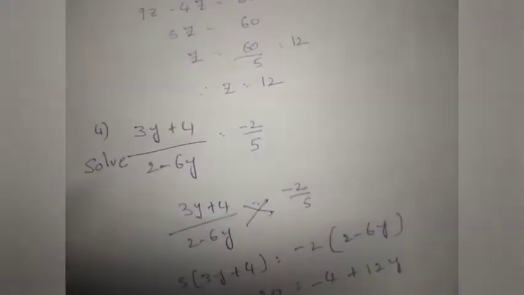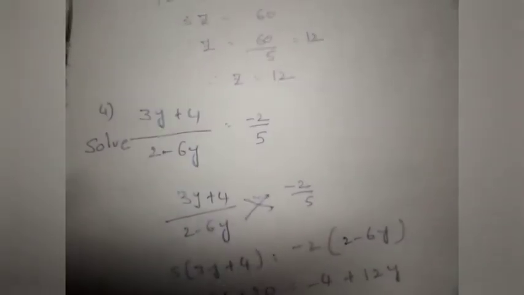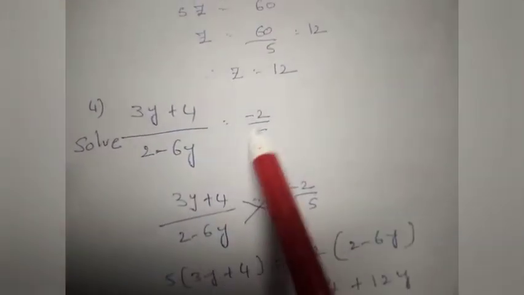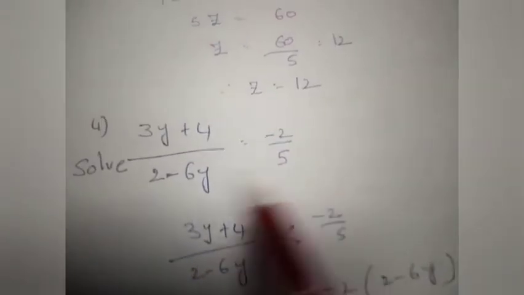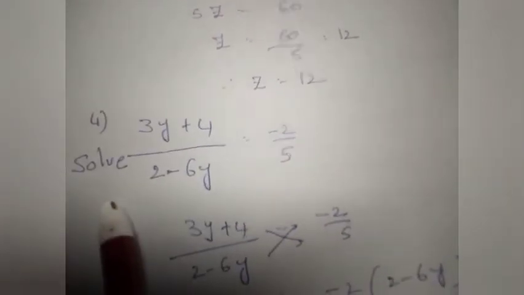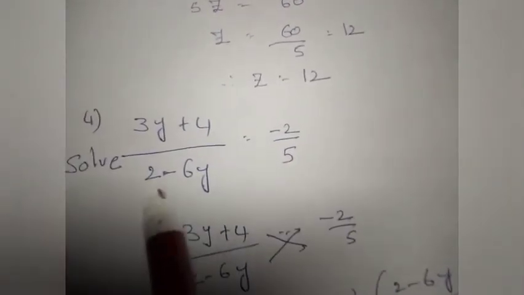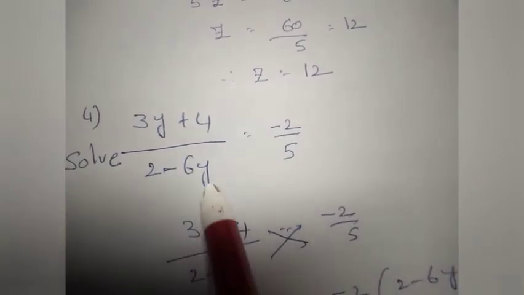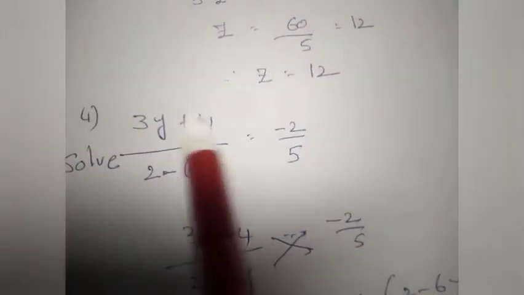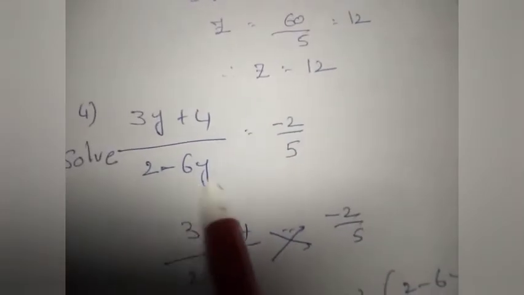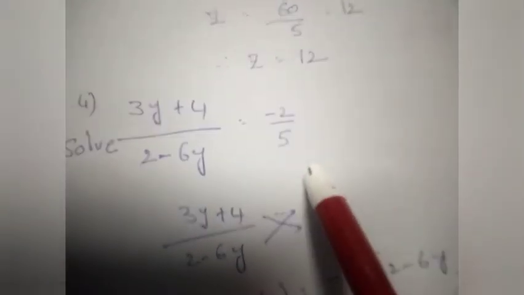Next, the fourth one. 3y plus 4 by 2 minus 6y is equal to minus 2 by 5. We have to solve the equation. Again, solve means finding the value of the variable. What is the variable here? y is the variable, so we have to find the value of variable y. 3y plus 4 by 2 minus 6y is equal to minus 2 by 5.